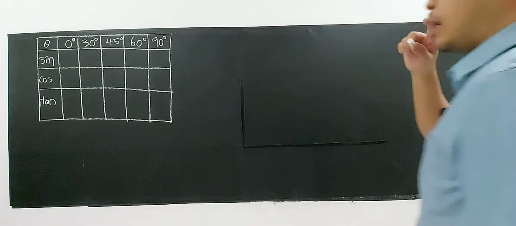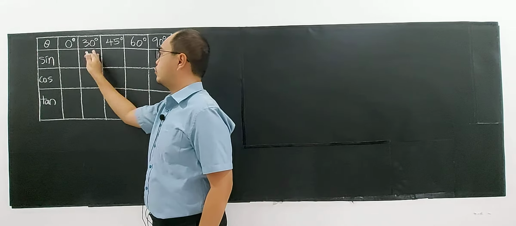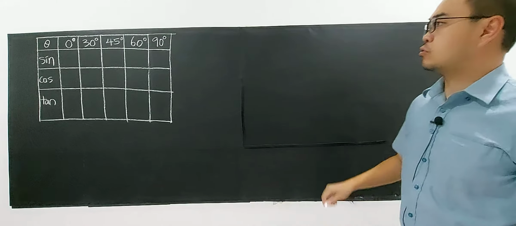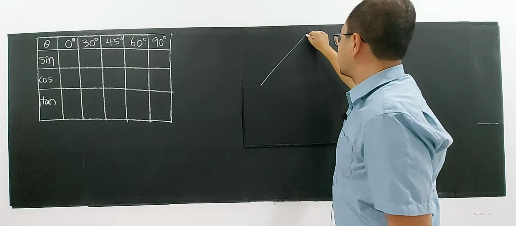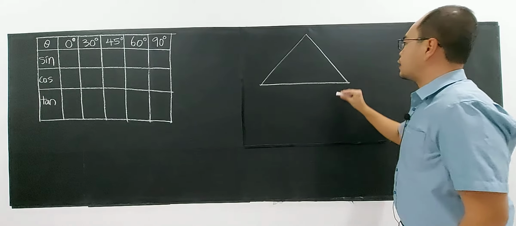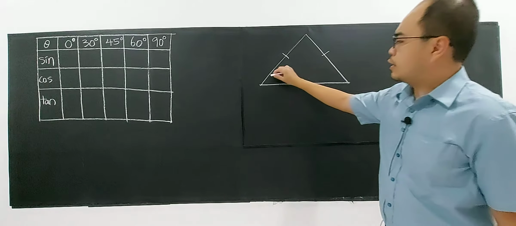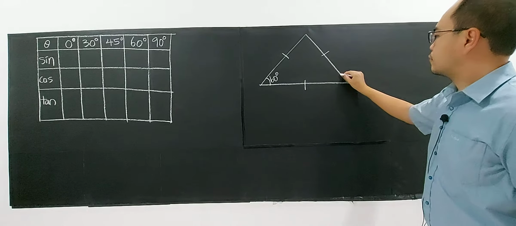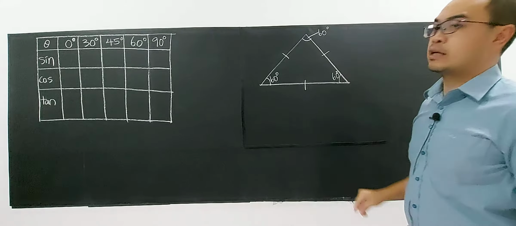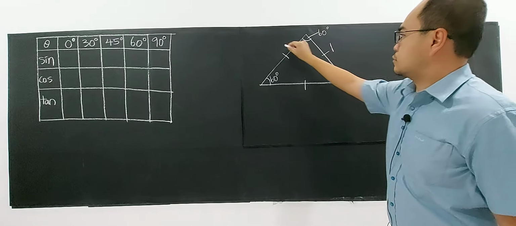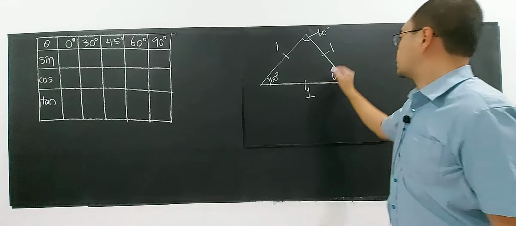Now, let's look at how to get all those values. I think most of you already know them, because you learned this in secondary school. Everything starts from an equilateral triangle, which means all the sides have the same length. The interior angles are all 60 degrees. I let each side be one unit, so the length of every side is one.